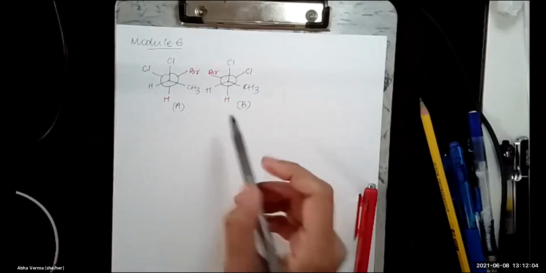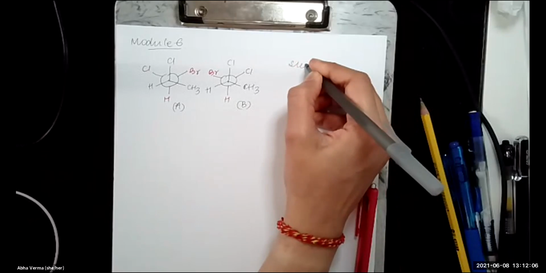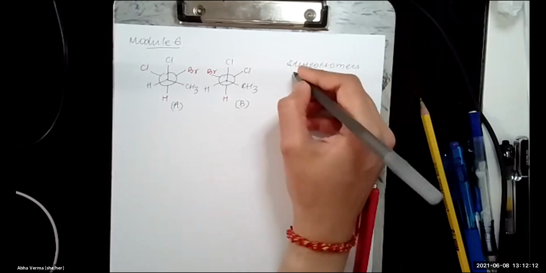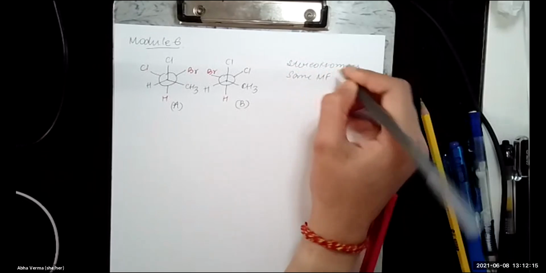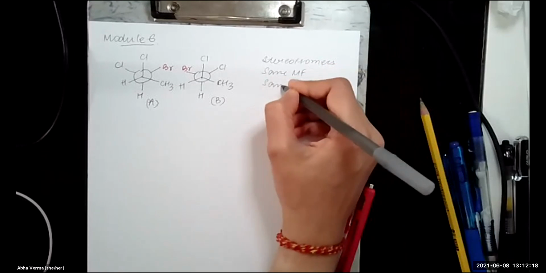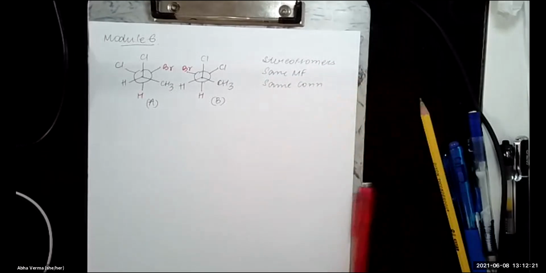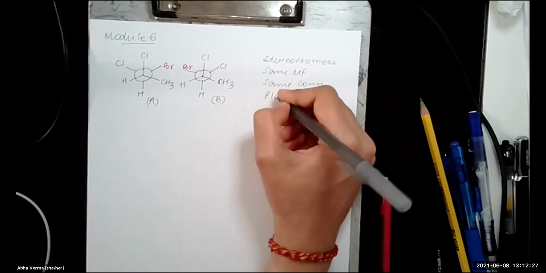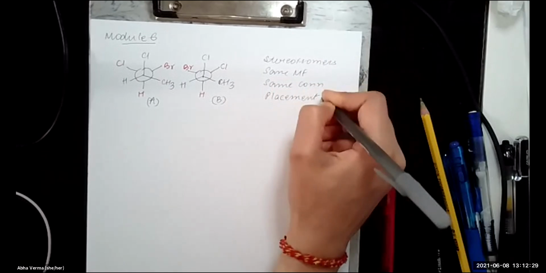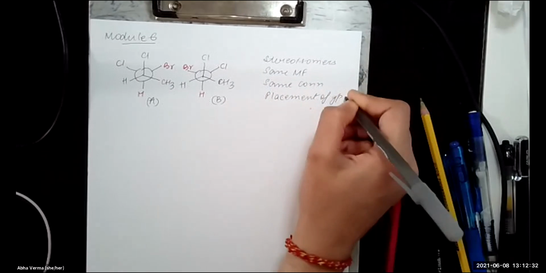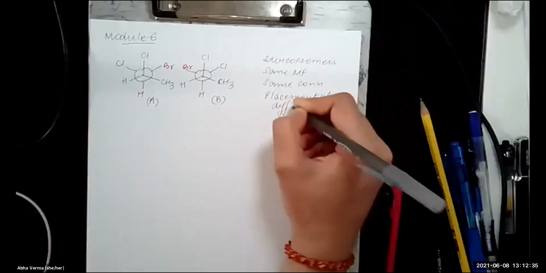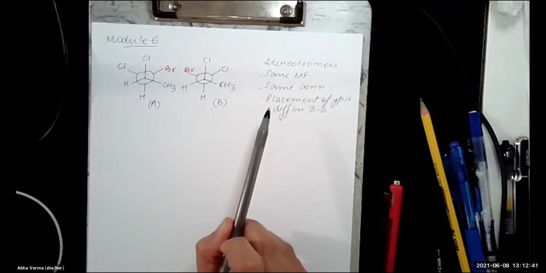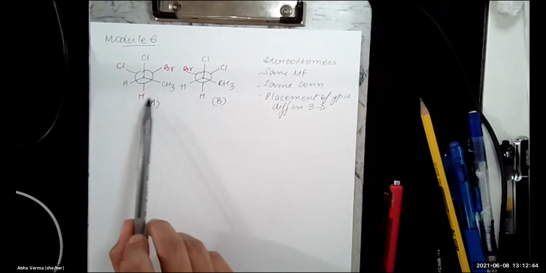They are not. These are labeled as stereoisomers. So they have the same molecular formula. They have the same connectivity also. But the placement of groups on any atom is different three-dimensionally. This is the only difference that we see. So this structure and this structure are stereoisomers.